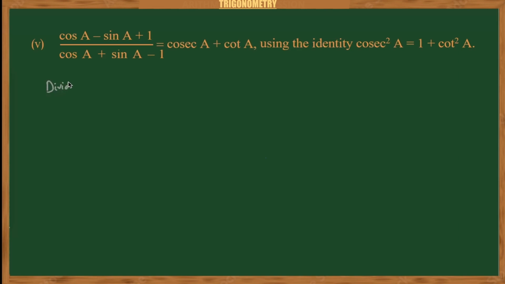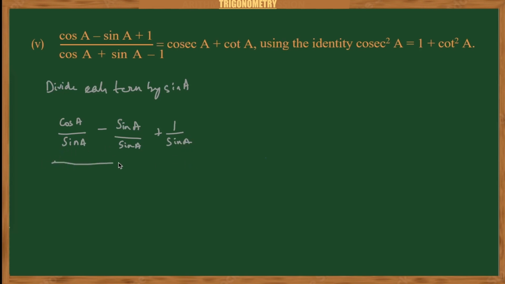Divide each term by sine A. So cos A divided by sine A minus sine A divided by sine A plus 1 divided by sine A. Both the sides, numerator and denominator, if we divide by the same term, the expression remains the same. So let's divide the denominator.